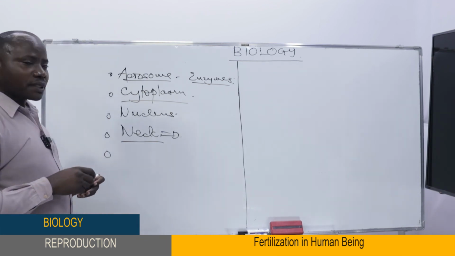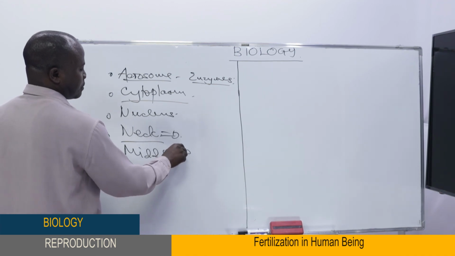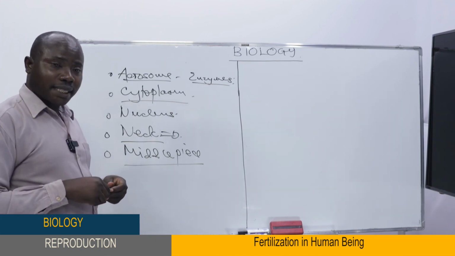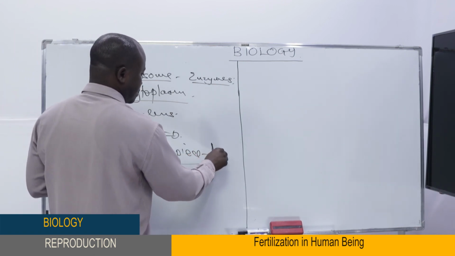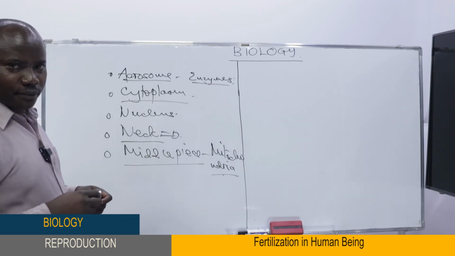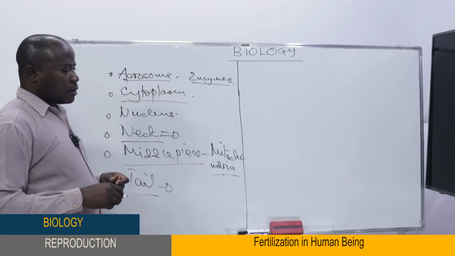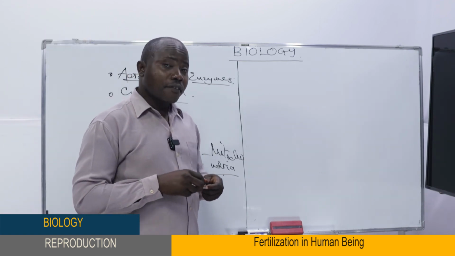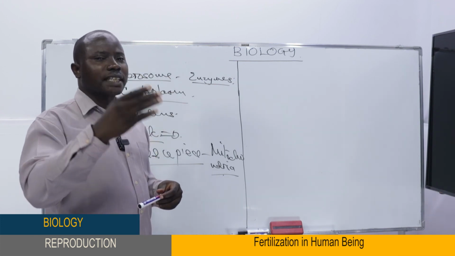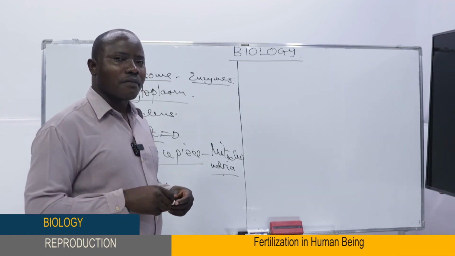But also, you have to consider the role of the middle piece. We know that the middle piece contains mitochondria. What is the role of mitochondria for fertilization? But also the tail. What is the role of the tail for fertilization? Therefore, to respond to a question like that, you need to consider the function of each part of the spermatozoa and how that part relates to fertilization. By so doing, the question could be answered.